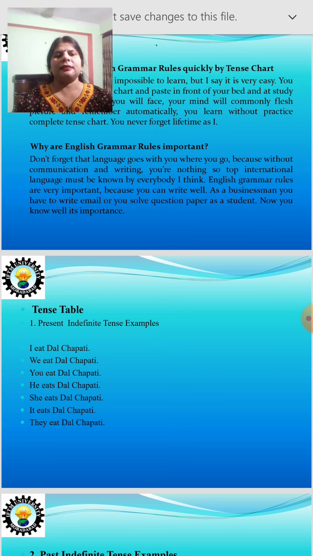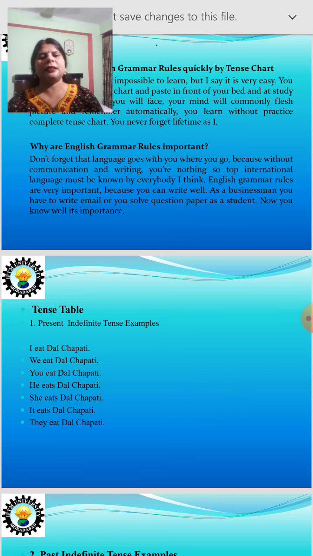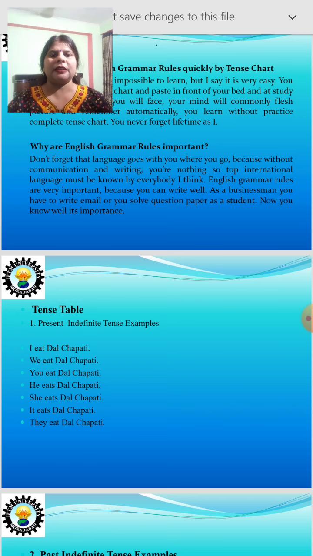Present indefinite tense. I have given some examples of present indefinite tense. I eat dal chapati. This is present indefinite tense. I, we are first person pronouns, you is second person pronoun, and he, she, it, they are the third person pronouns. I eat dal chapati. We eat dal chapati.